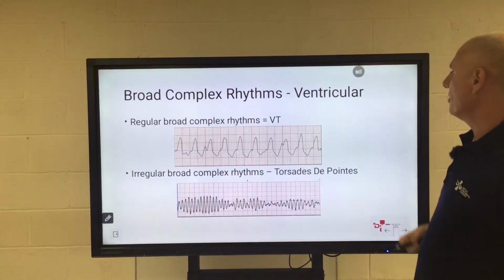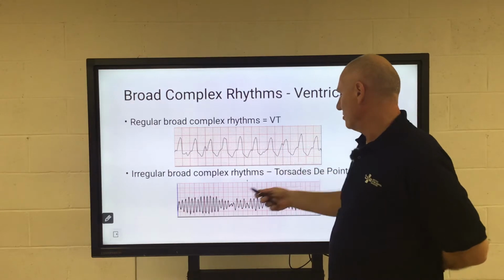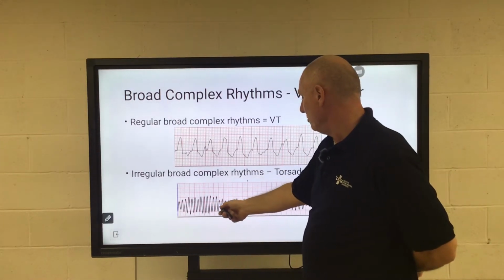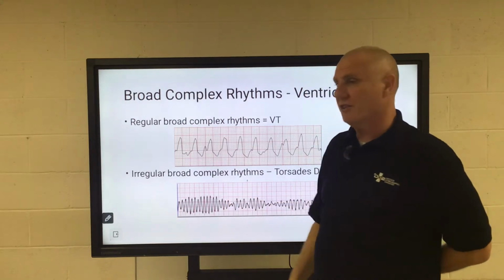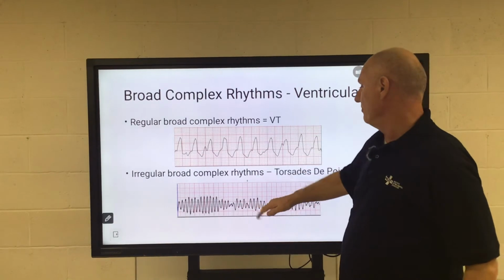Broad complex rhythms are ventricular in origin. So anything that's broad, this is from the ventricles. This is broad too. People think it's narrow. These are actually far greater than 3 small boxes or 0.12 of a second. So these are ventricular in origin.